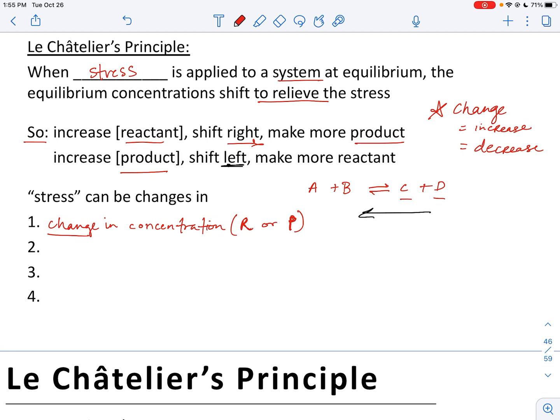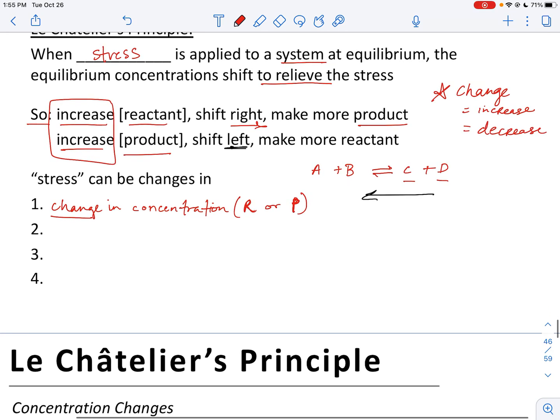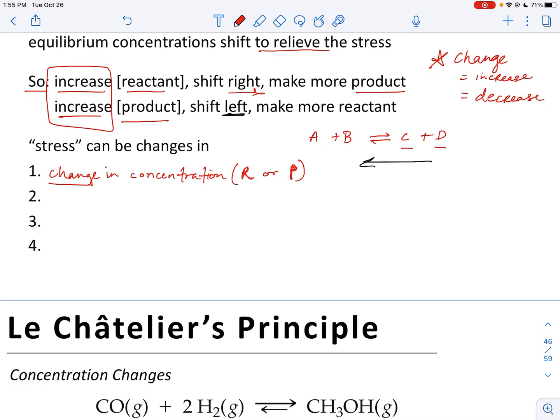We could increase the concentration of a reactant. We could decrease the concentration of a reactant. And so far we have only walked through what happens when you are increasing, and we'll see what happens when we decrease as well. What's another kind of stress? Well, temperature. We could increase or decrease temperature. We can heat something up or cool something down. That's a kind of stress.